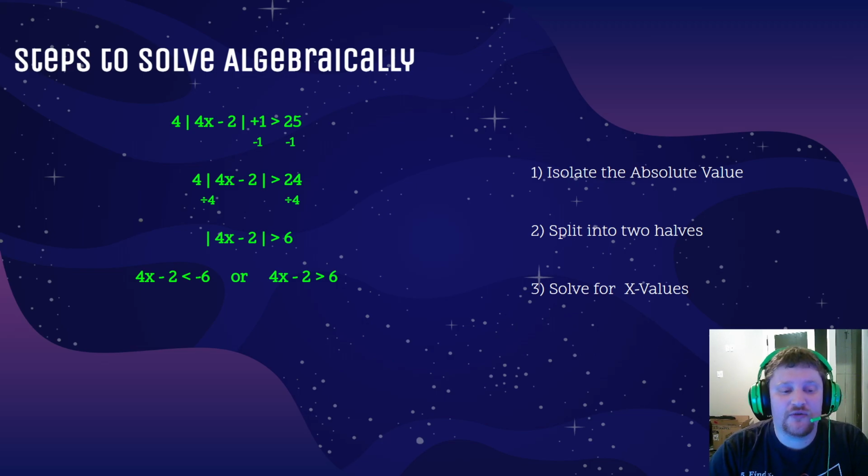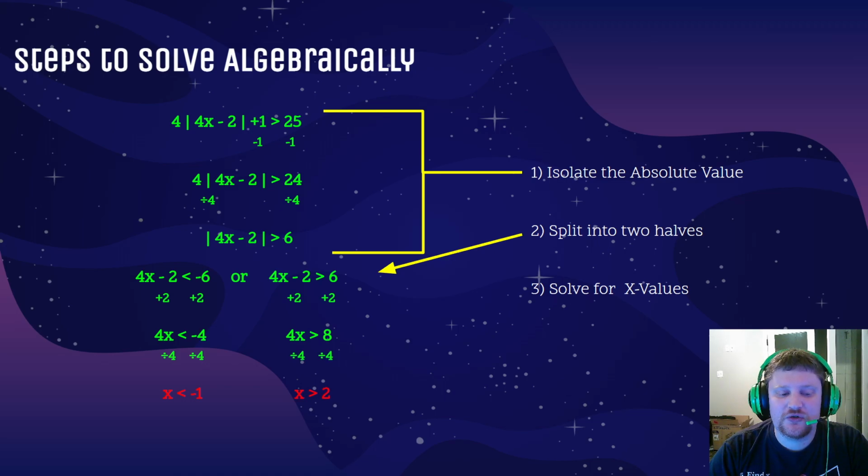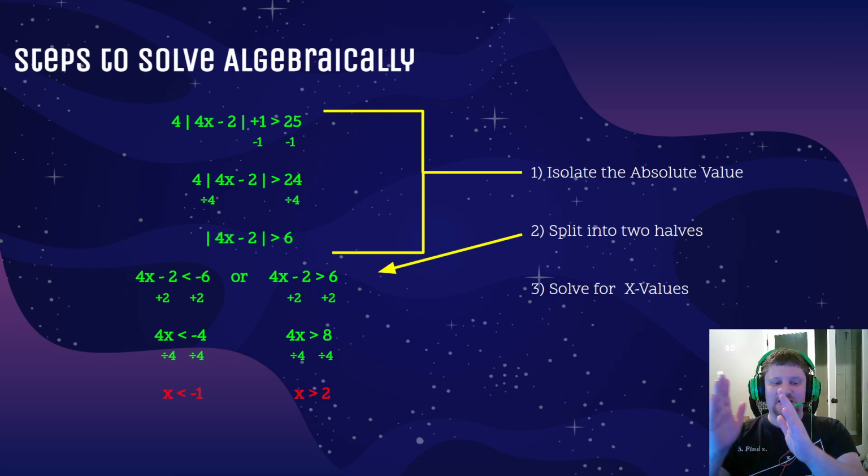So let's go ahead and solve the rest of our problem. I'm subtracting 2, so I add 2. -6 plus 2 is -4. I'm multiplying by 4, so I divide, and I get x is less than -1. Doing the same thing to the other part of the equation, adding 2 to both sides gives me 8. Dividing by 4 gives me 2. So my 2 answers are either x is less than -1 or x is greater than 2.